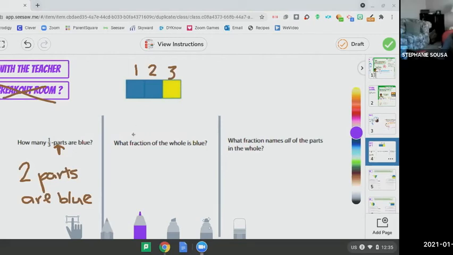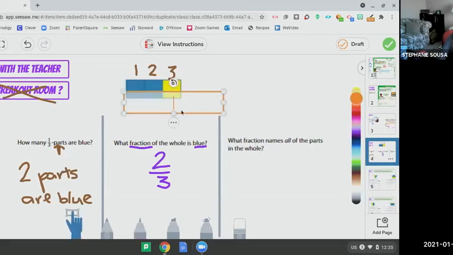The next question does ask for a fraction. What fraction of the whole is blue? Well, now we've got to look at the whole. There are 3 parts. So my denominator is going to be a 3. We've already counted that there are 1, 2, 3 parts. 2 are blue, 1 is yellow. What fraction of the whole is blue? 2/3 are blue. 2/3 are blue. There we go.